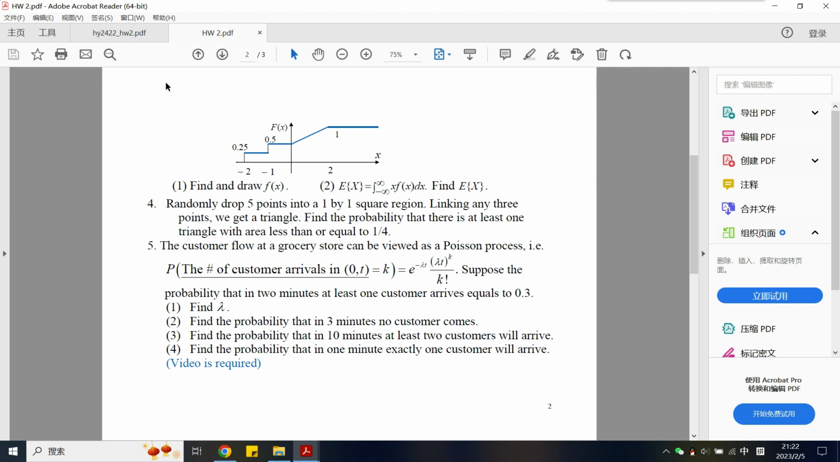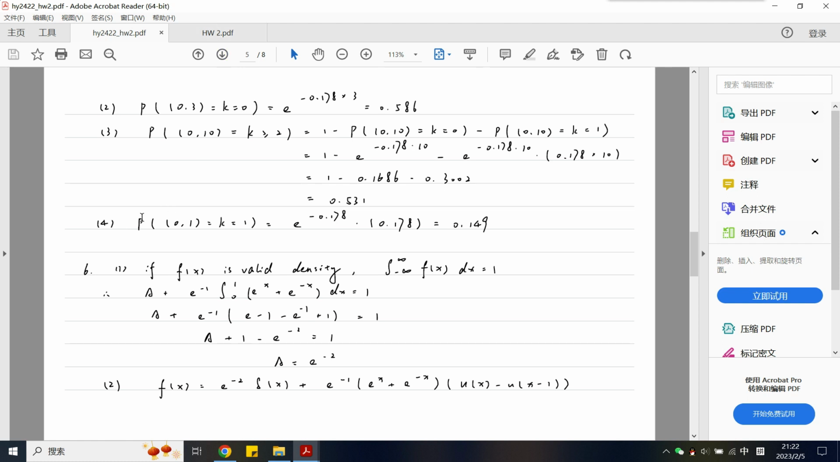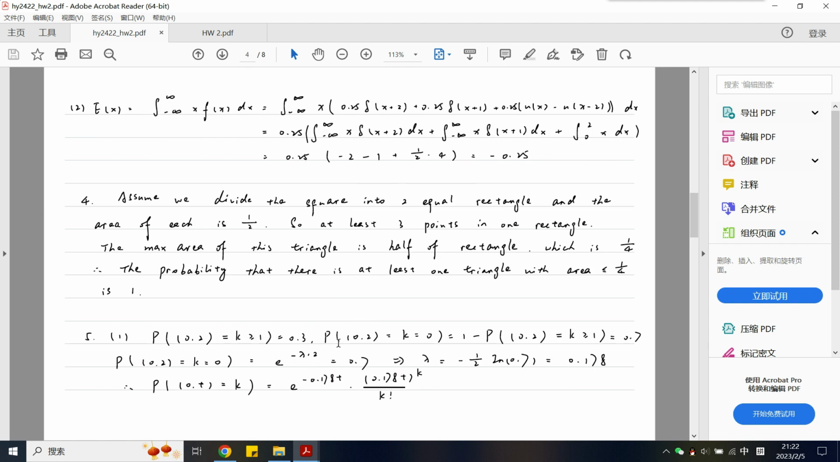So at last, we need to find the probability that in 1 minute exactly one customer will arrive. Since the time and the k are clear, we don't need to change this condition into the opposite side. In this question, the time is 1 and also the k is 1, so we can write the probability like this. In 1 minute there will be only one customer arriving.